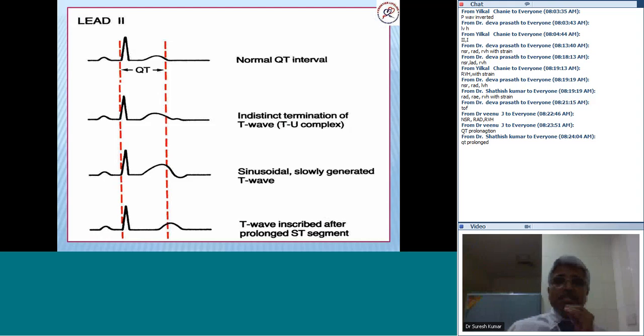The first, on the top of the trace, it shows normal QT interval, and you can have a very indistinct termination of the T wave with a TU complex, or you could have a sinusoidal, slowly generated T wave, or you could have a T wave inscribed after a very long ST segment. These are all variations of ST and T which can occur in long QT syndromes.